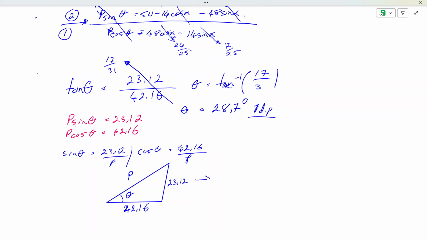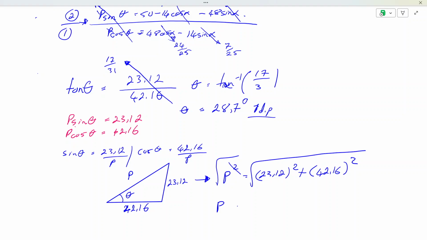23.12. Now it's clear how to find P: Pythagoras theorem. P squared is equal to 23.12 squared plus 42.16 squared. That's how you get the exact value for P squared. Then you could square root both sides. By doing that, your P is going to be, when you plug that in the calculator, equal to 48.1 newtons to 3 significant figures.